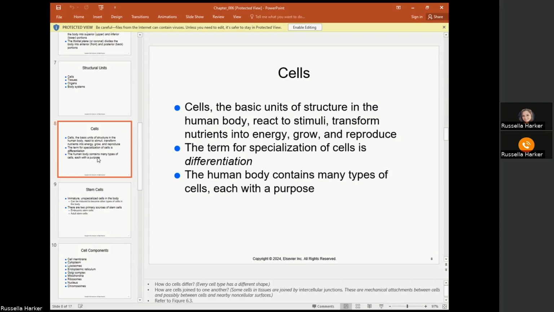So cells are the basic unit of structure in the human body, and they react to stimuli, transform nutrients into energy to grow and reproduce. The term for specialization of cells is differentiation. So when a cell is differentiated, that means that it is one type of cell, like a muscle cell or a blood cell. The human body contains many types of cells, and they each have their own specific purpose.